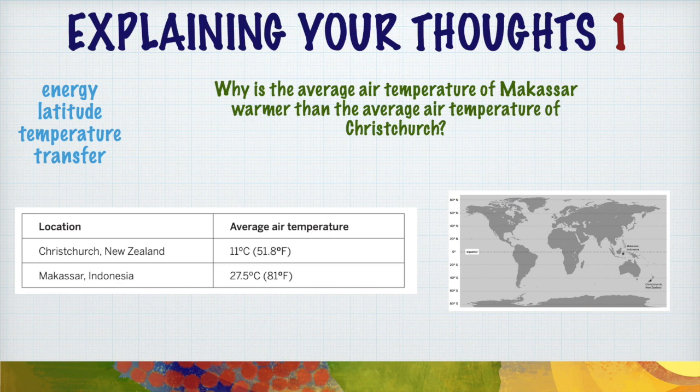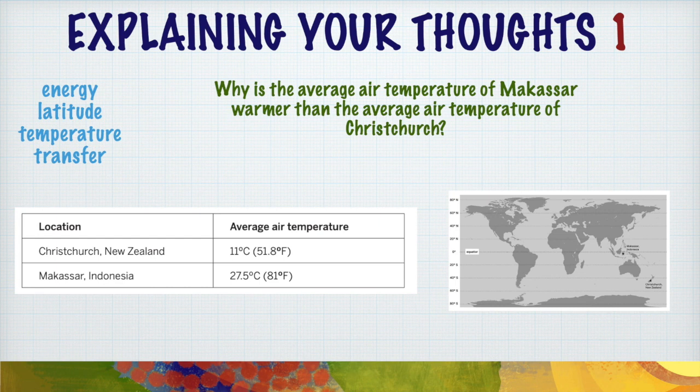So in this scenario, we have, why is the average temperature of Makassar warmer than the average temperature of Christchurch? So why is it warmer? We look at the 2 temperatures and we have Christchurch at 11 degrees and Makassar, Indonesia is at 27.5. Again, I'm using the Celsius numbers because in science, the universal system is the metric system.